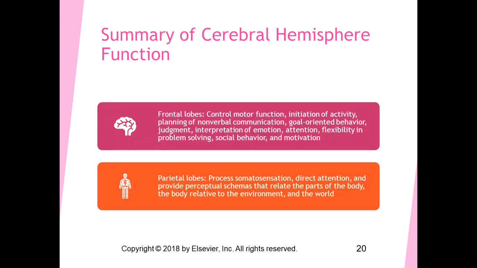So really just sort of a summary of cerebral hemispheric function. The frontal lobes control motor function, activity initiation, planning of nonverbal communication, goal-oriented behavior, judgment, interpretation of emotion, attention, flexibility in problem solving, so that's that divergent thinking, social behavior, and motivation. Parietal lobes process somatosensation, direct attention, and provide perceptual schemas that relate to the parts of the body relative to the environment and the world.